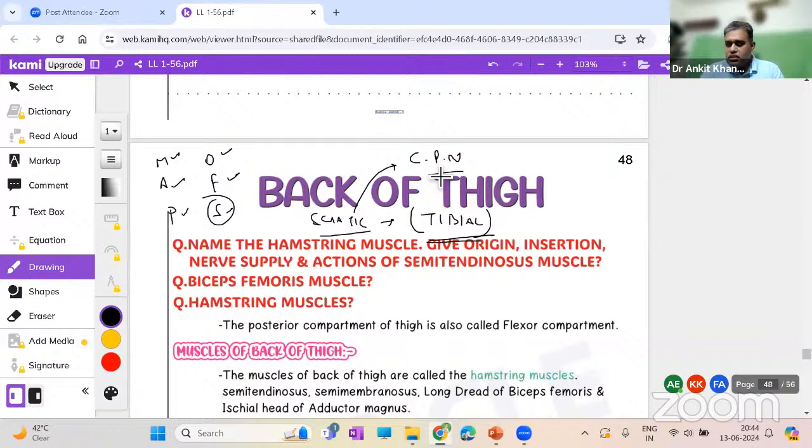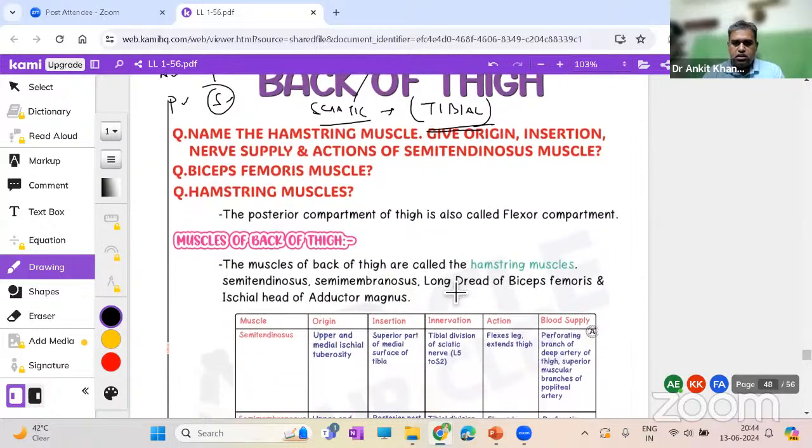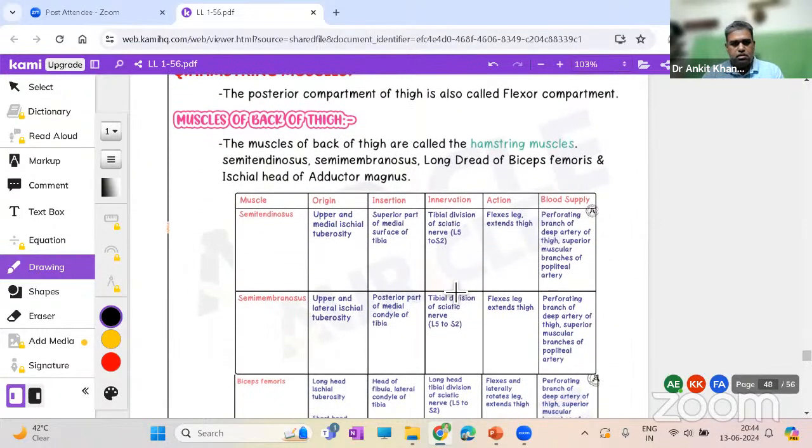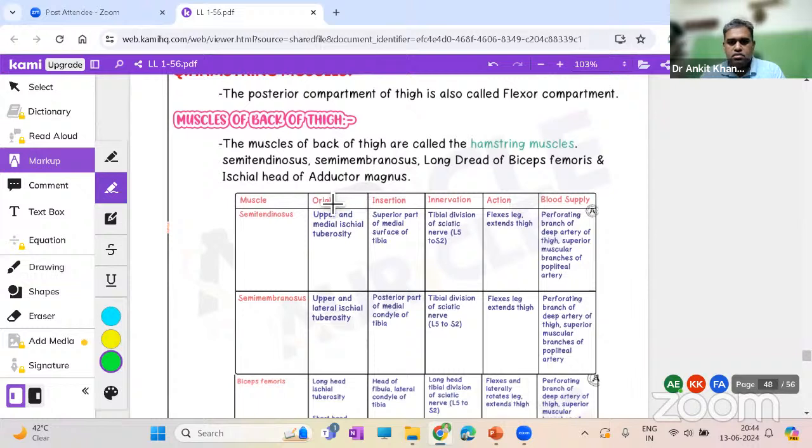So those are hamstring muscles, and the tibial part of sciatic will be the main. So a question can be: name the hamstring muscles. Again, about the muscles, biceps femoris and so on. As the muscles come, you know what to write: these 4 or 5 things. Basically origin, insertion, innervation, action, and a bit of blood supply. Blood supply is plus or minus.